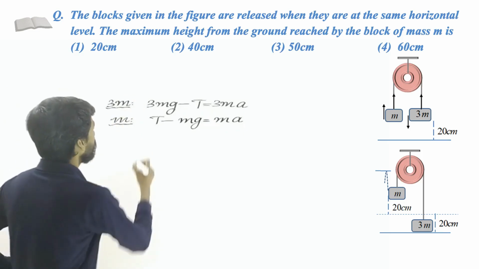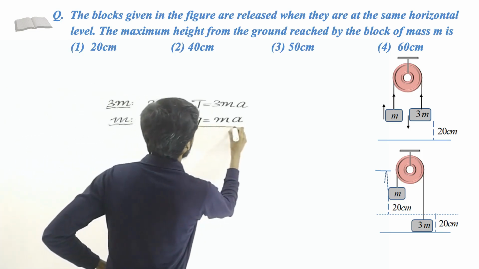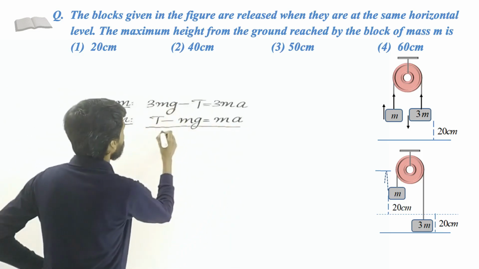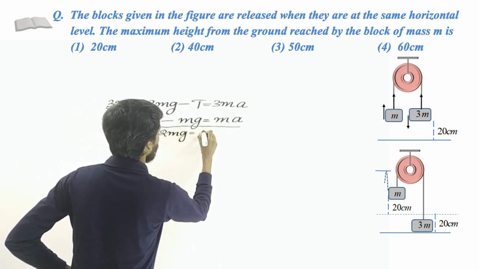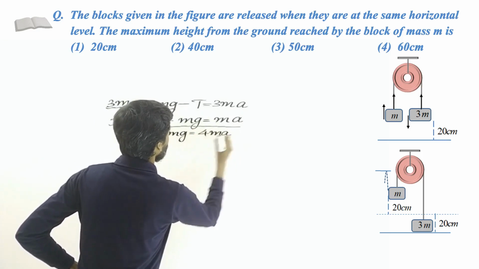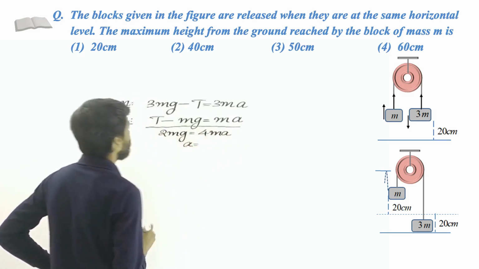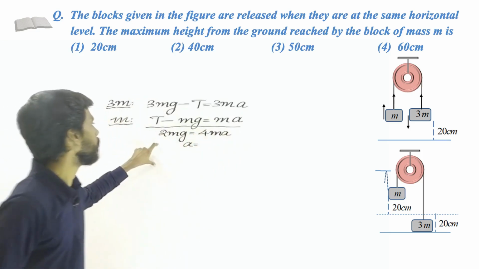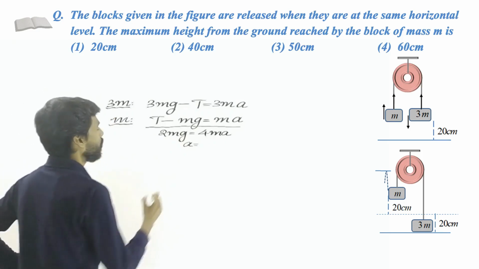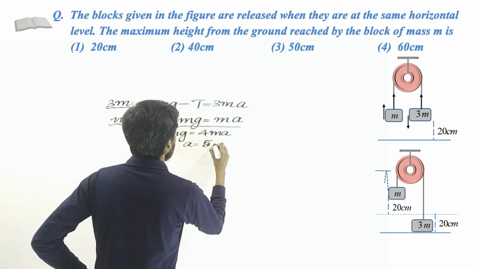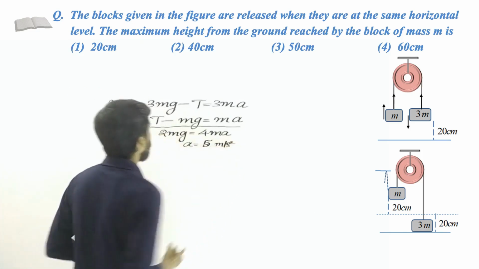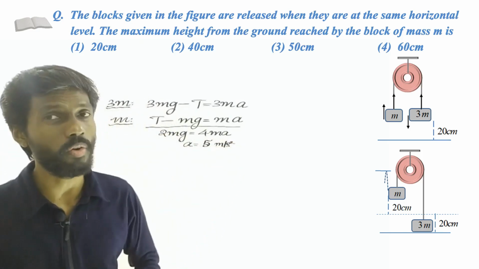Yes. Now if you add these two, because we don't want the tension, it will become 2mg equals 4ma. So that gives you the required acceleration. The m gets cancelled, so a equals g by 2, or we can say 5 meter per second square. So this is the acceleration. We found the acceleration.